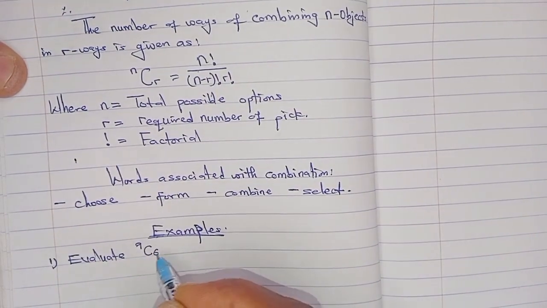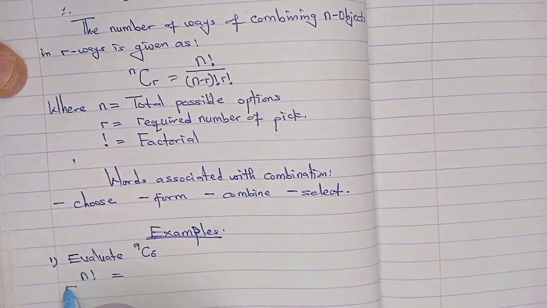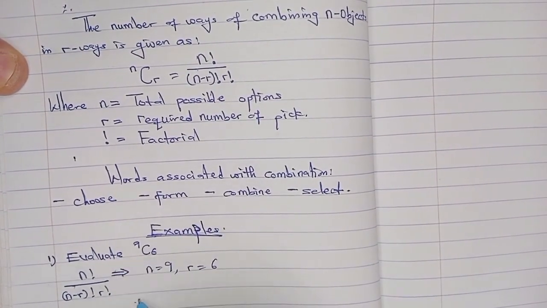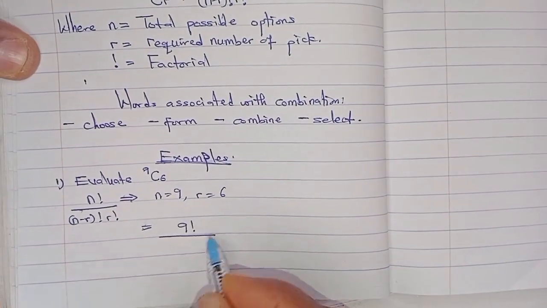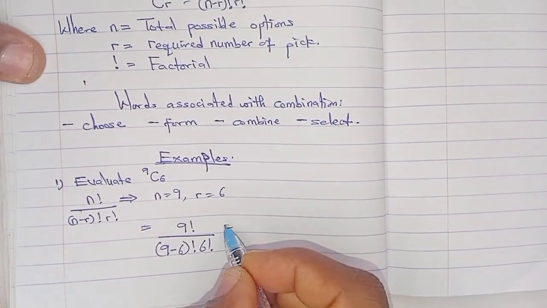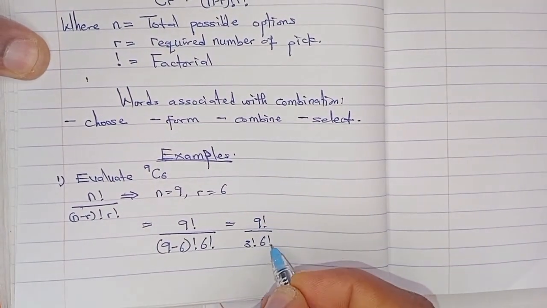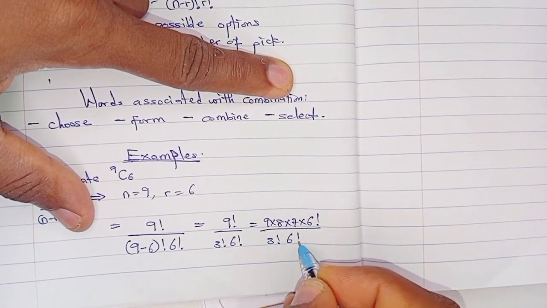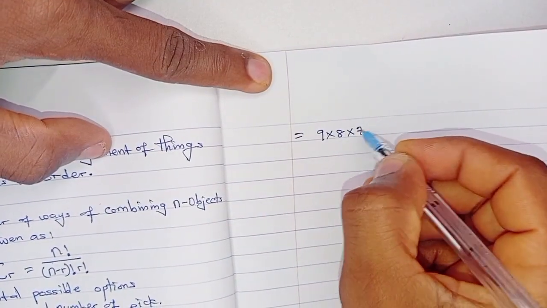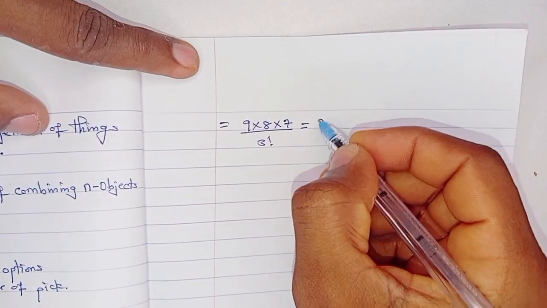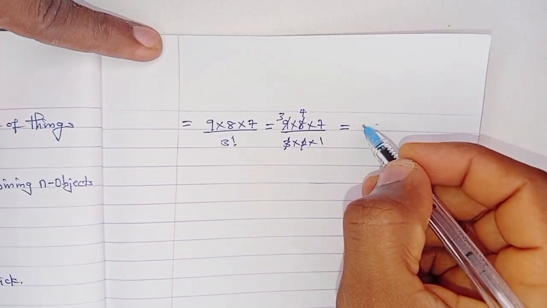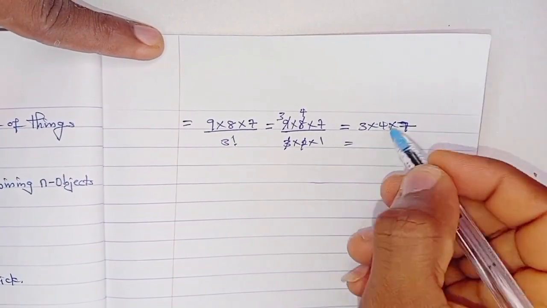Evaluate 9C6. From the formula, we can see that n equals 9, and r equals 6 is the required number of picks. 9 factorial over (9 minus 6) factorial, that gives 9 factorial over 3 factorial times 6 factorial, which equals 9 times 8 times 7 times 6 factorial divided by 3 factorial times 6 factorial. Having expanded step by step and carried out the possible division in the expansion, the result is 84.